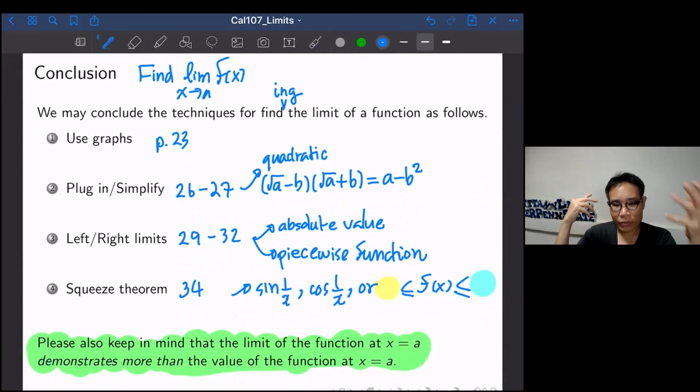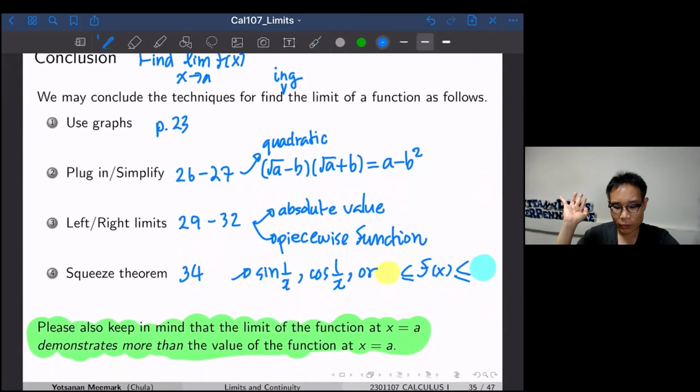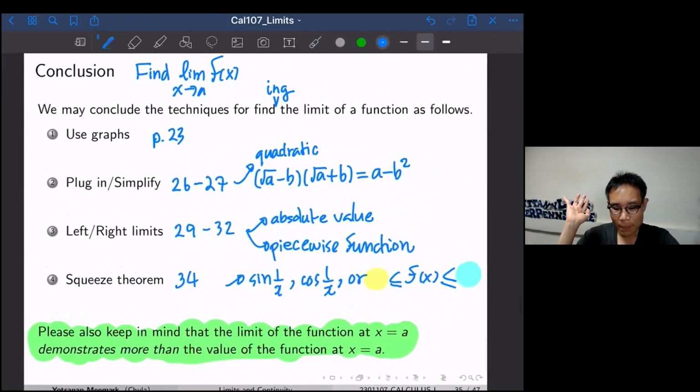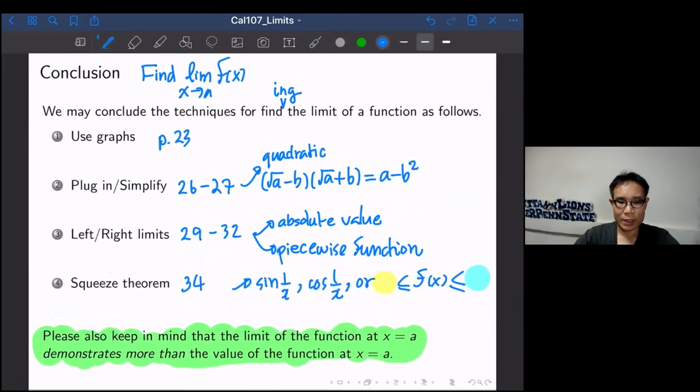Another last technique that we're going to study is called L'Hopital. It's going to be number 5, but not right now. It's going to be just these 4 techniques at the beginning here. So that's all I'd like to cover for this lecture.